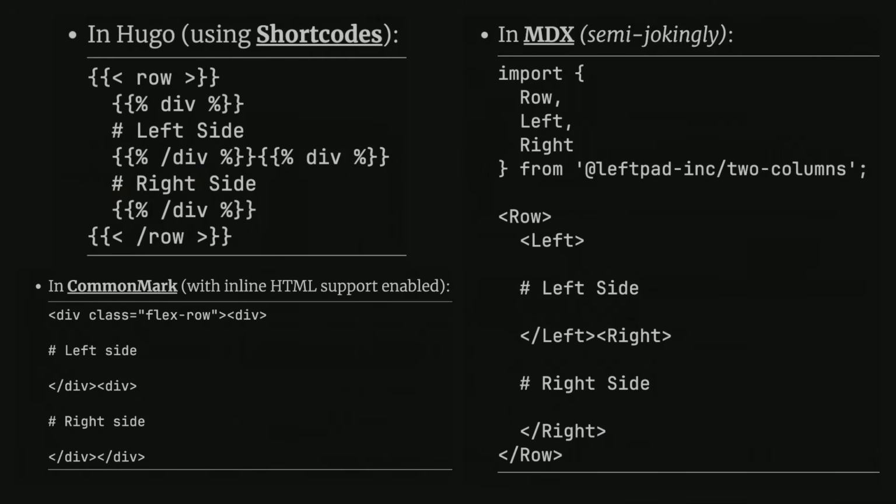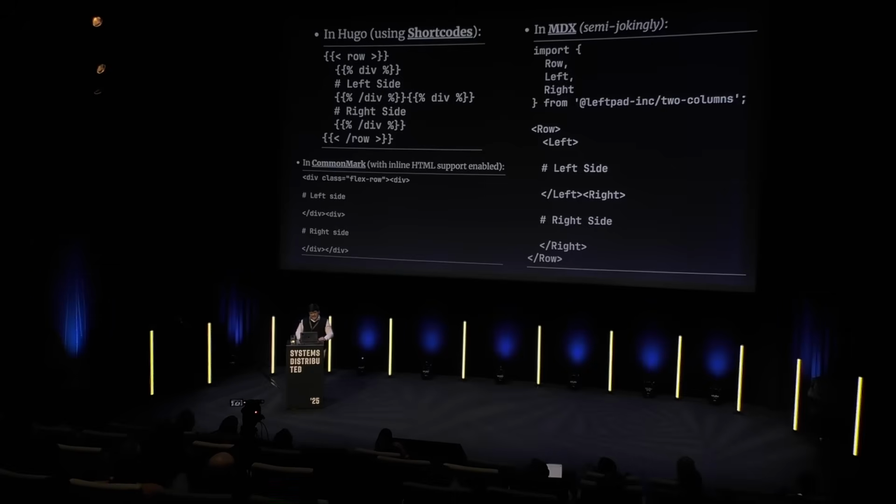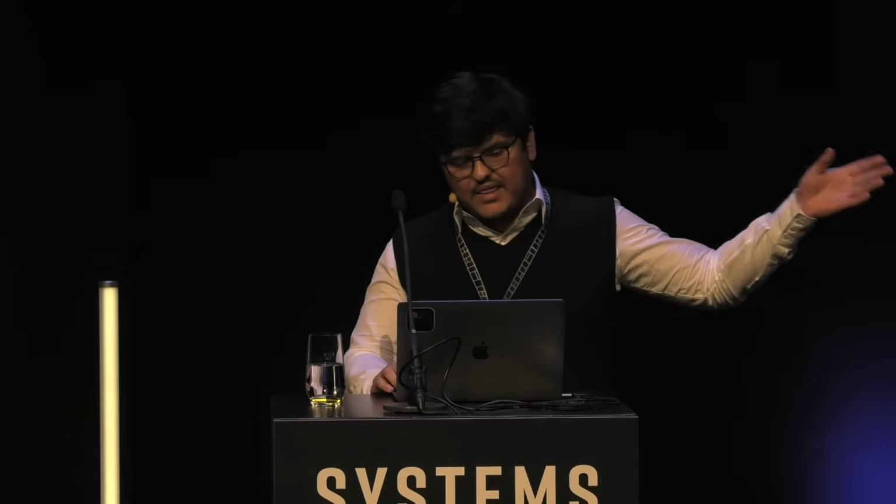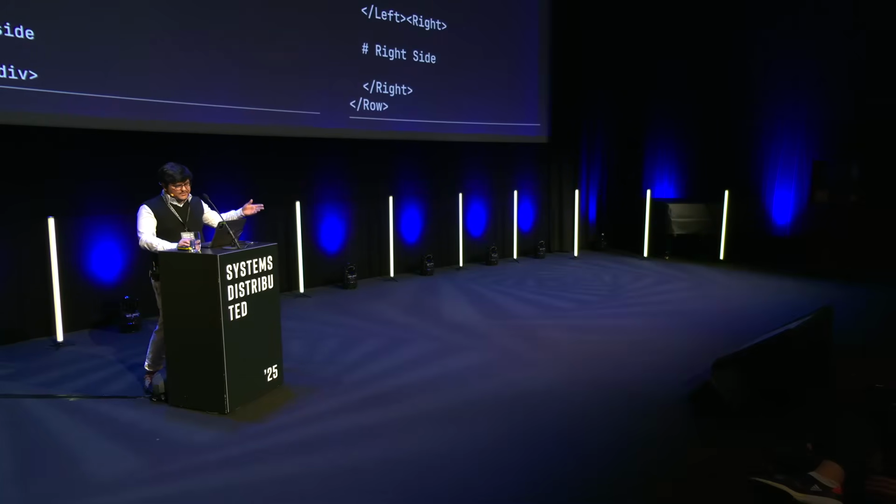Probably you had to do this yourself. Maybe not this specific case, but you want to render part of your document in a non-linear layout. You want to do something special. And it's always a problem, because what you end up doing in all these cases, so here you can see how you do it in Hugo, how you do it in CommonMark with inline HTML, MDX, of course, importing from LeftPad Incorporated, as one does.